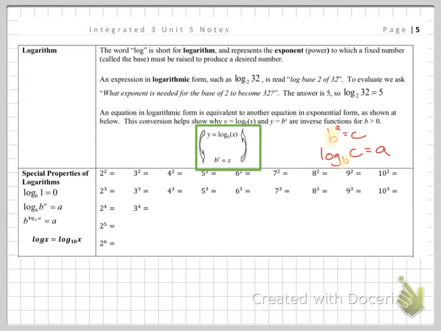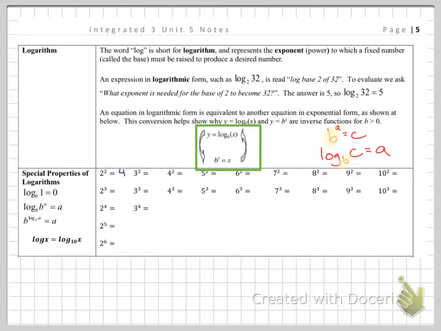Before we get started on logarithms, we need to know all of the exponents listed below. So, no calculators. You need to have memorized 2 to the power of 2 all the way to 6, 3 squared, 3 cubed, 3 to the 4th, and then 4 through 10 squared and 4 through 10 cubed. So pause the video and see how many of those you can fill out on your own.